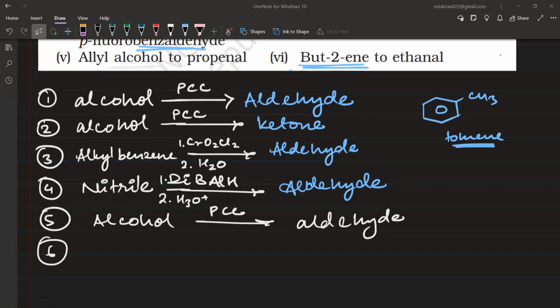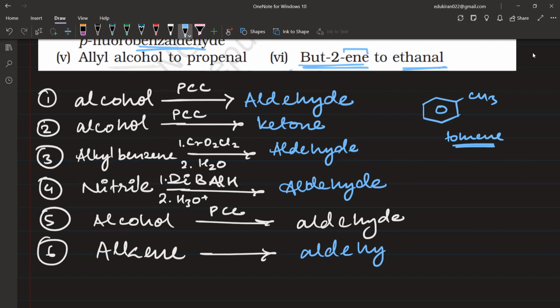Tell me what class of compound is this? क्या है ये? Alkene. वेरी गुड. वाह फातिमा बोली. एल्कीन. एल्कीन से क्या बनाना है हमें? एल्डिहाइड. व्हाट आर वी गोइंग टू यूज?